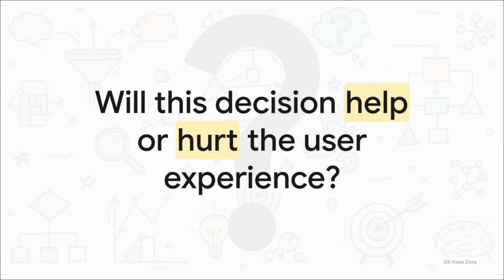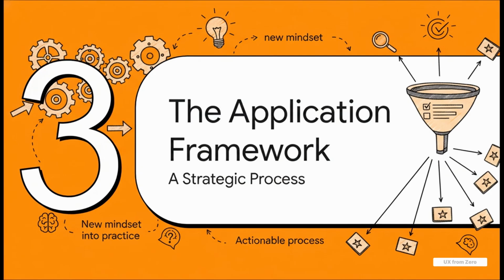This is the fundamental question a filter helps you ask. Instead of a simple, is it right or wrong, you're now using the heuristic as a lens, a way to evaluate the potential impact a decision might have on the person using your product. All right, that all sounds great in theory, right? But how do we actually put this new mindset into practice? Let's walk through a strategic framework that turns this whole idea into an actionable process you can use right away.